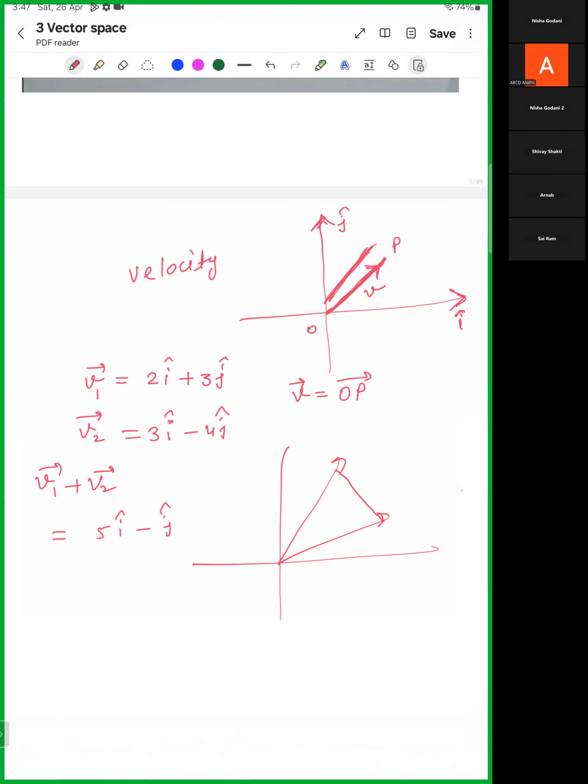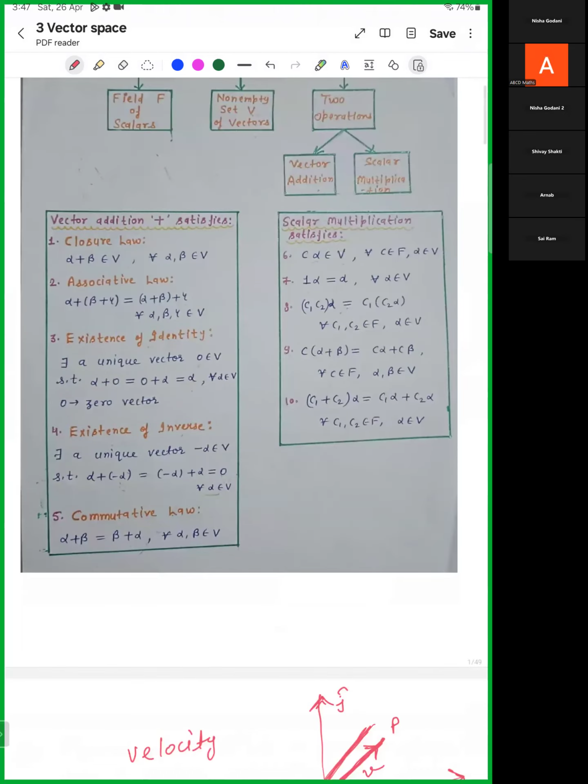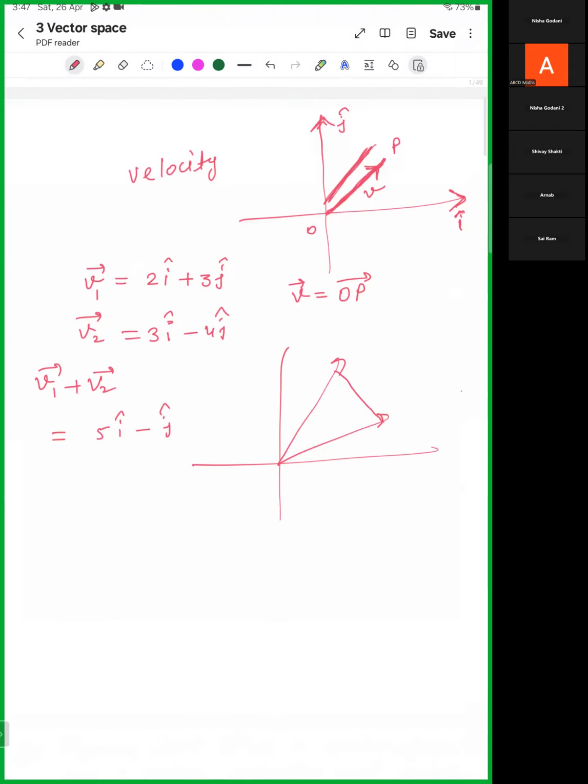So do you know about that, Arnab? Because I have not mentioned those basic terms in this file.